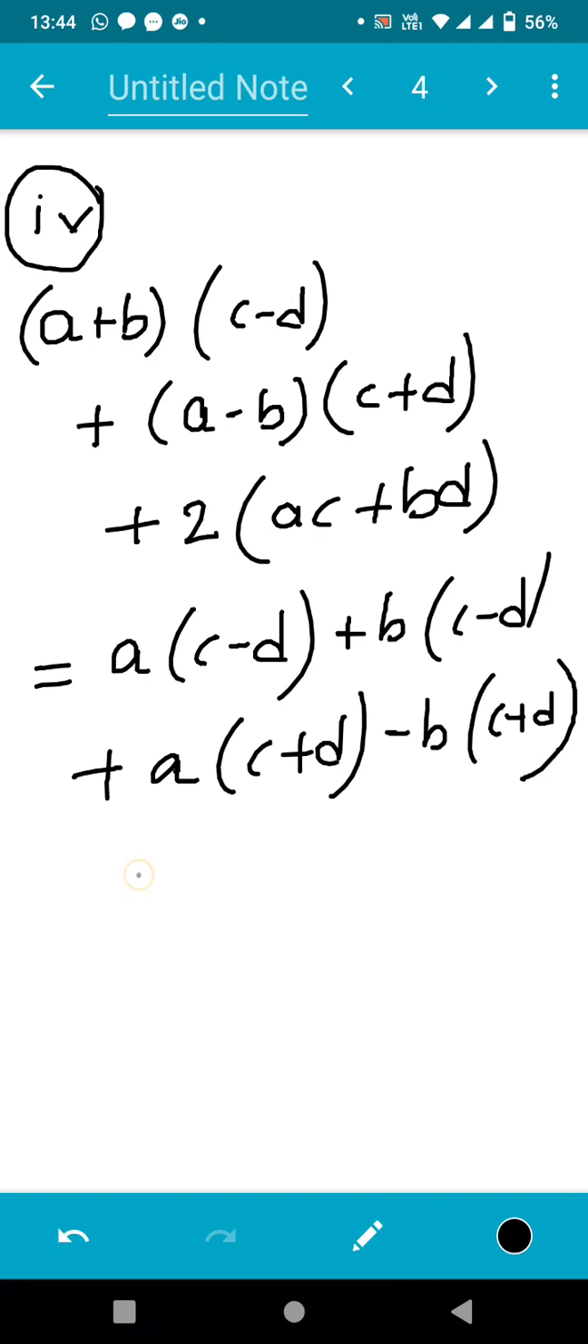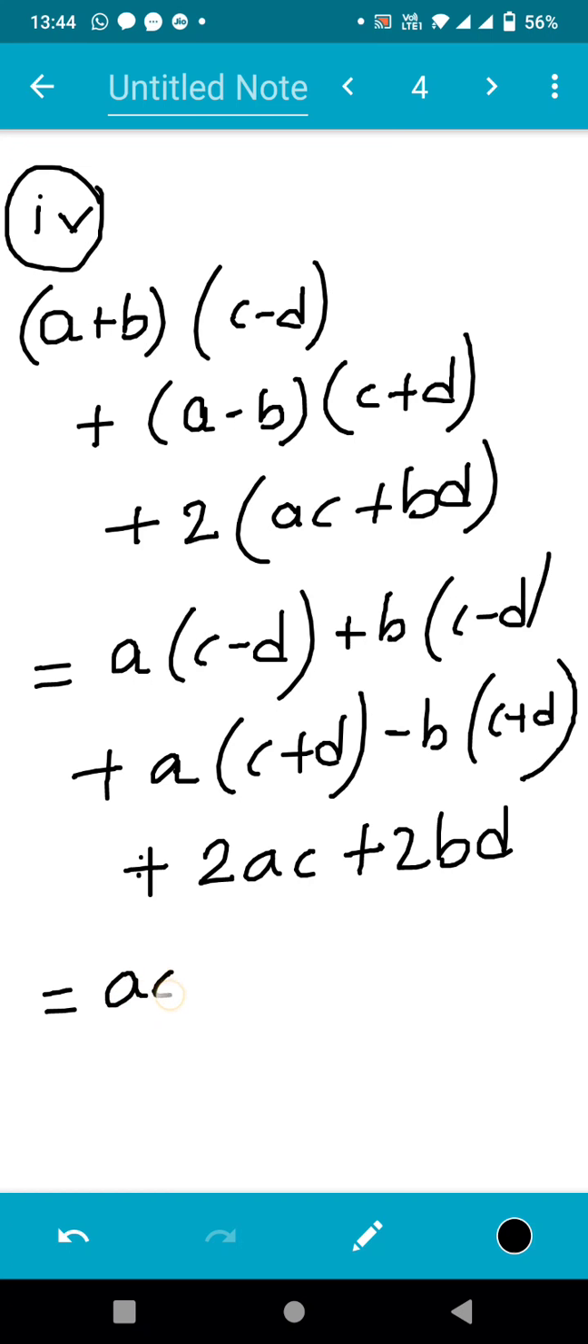Okay, and finally we'll also open the bracket, that is 2 into ac is 2ac, plus 2 into bd would be plus 2bd. Okay, so now open the bracket. A into c is ac, a into minus d is minus ad, plus b into c, that is plus bc, plus minus is minus, b into d is bd.